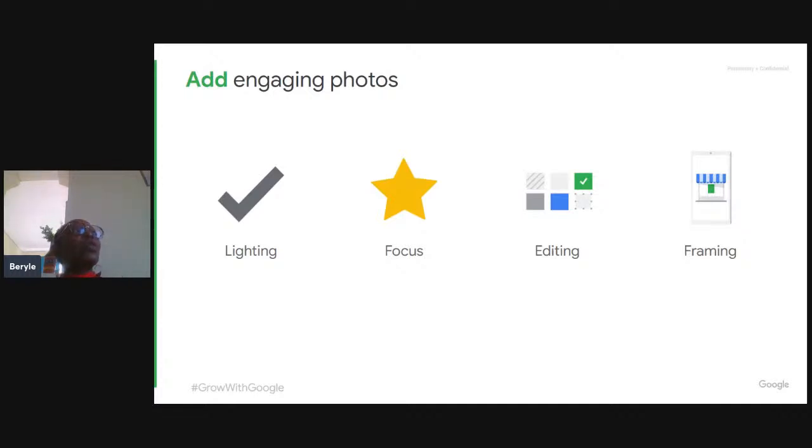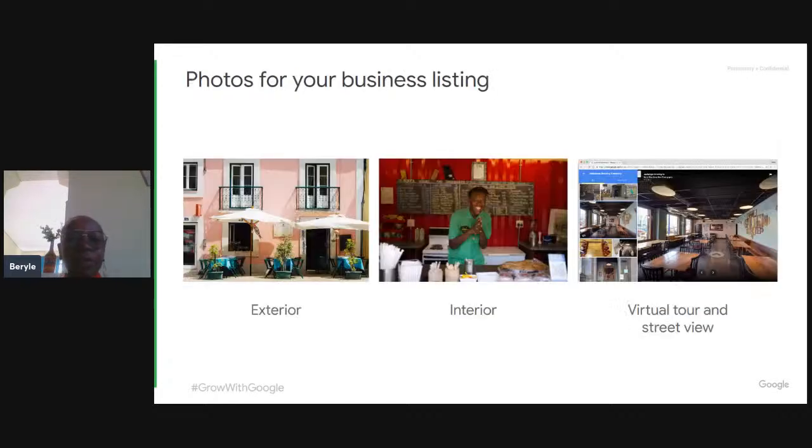So that is what we mean by focus. Make sure it's focused on what you intend your audience to consume, all right? So there are very many editing apps that you can use for your photos and then frame them, all right?